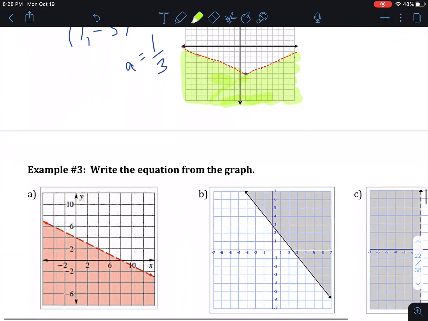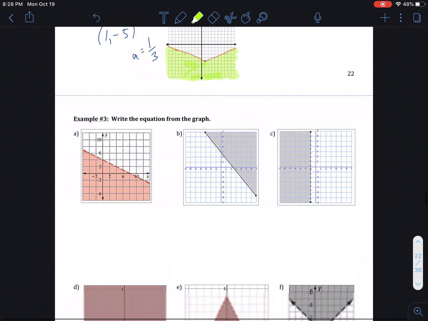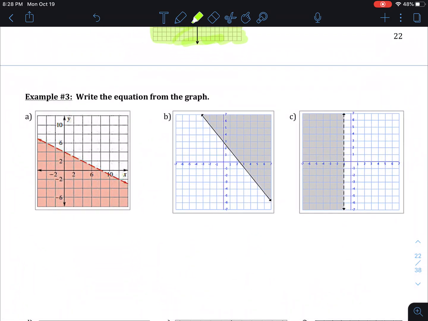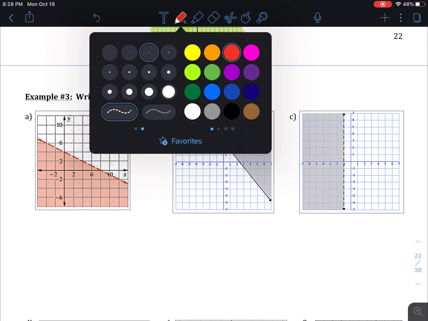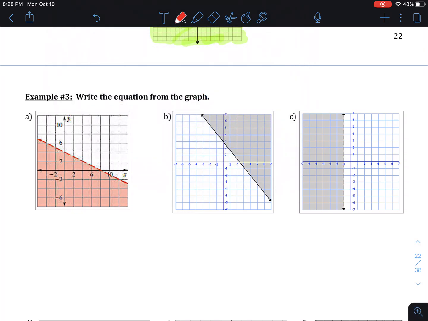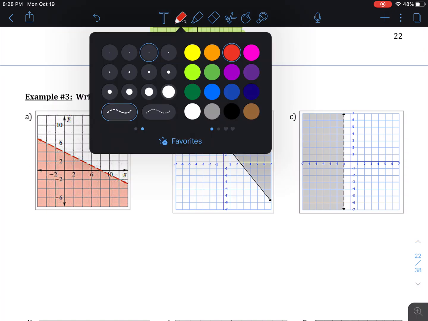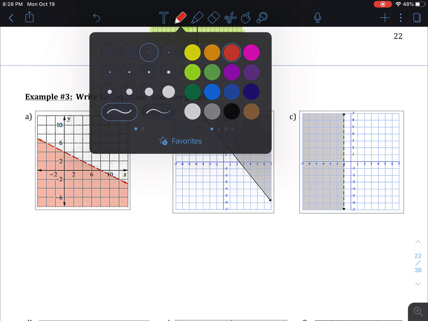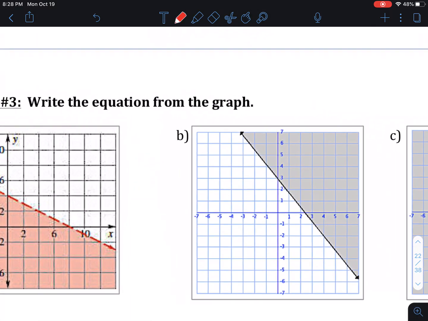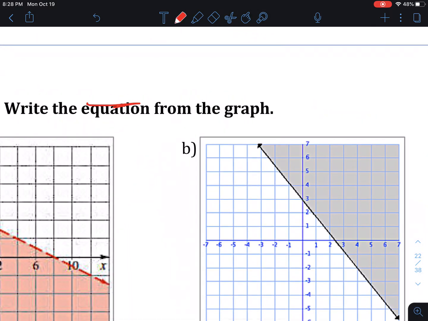Okay, moving on to the next page, example 3. It's kind of the backwards of what we were doing. We need to write the equation from the graph. Now, I should say, sorry, it says write the equation. It actually shouldn't say write the equation. It should say write the inequality. We have shading here.